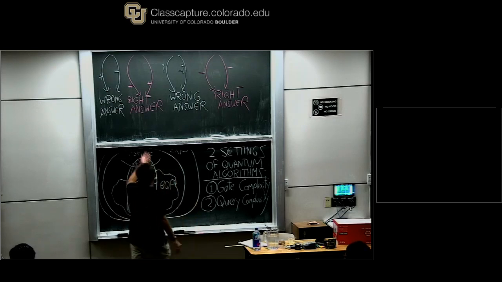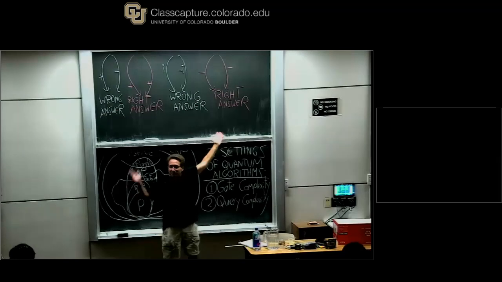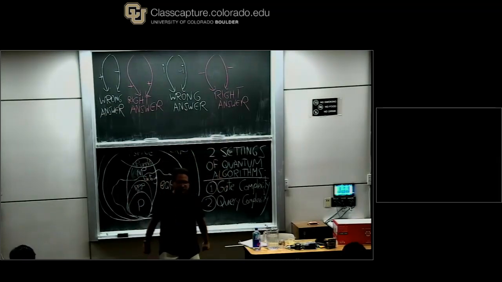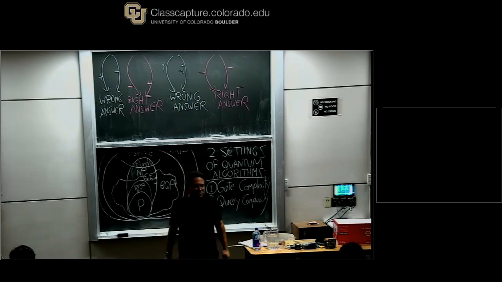Whereas for the right answers, there might be more than one, but in any case, for right answers, you get constructive interference. If you can arrange that, then of course, when you measure your computer state at the end, you will see a right answer with high probability, right? Perfectly if the interference was perfect, or most of the time if the interference was imperfect.